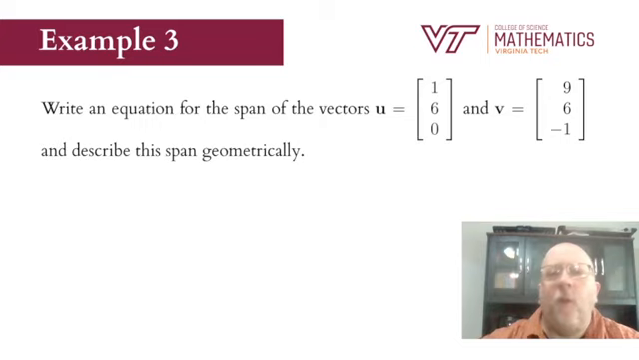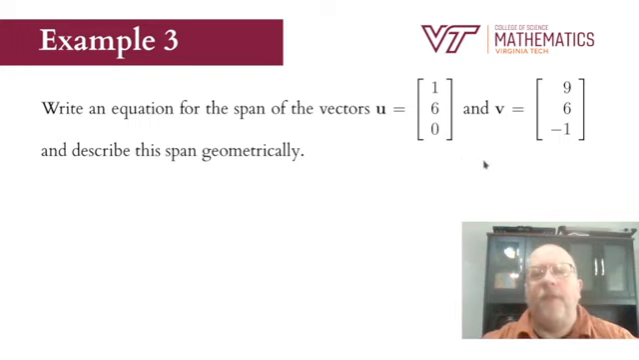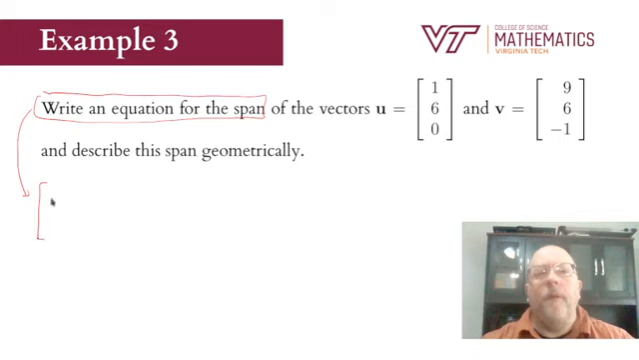So let's write an equation for the span of these two vectors, and then describe the span geometrically. The first part, writing the equation for the span in linear algebra, is really surprisingly easy. It says that my vector xyz is a linear combination of these two vectors.